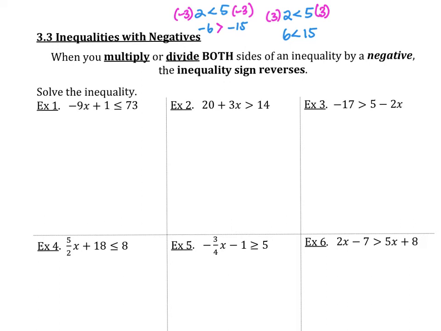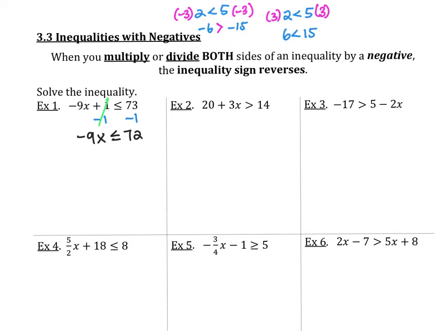So we're going to solve these inequalities, and if I multiply or divide by a negative on both sides, I'm going to switch the inequality sign. Let's just start out by solving like normal. For the first one, negative 9x plus 1 is less than or equal to 73. I'm going to subtract the 1. So negative 9x is less than or equal to 72.